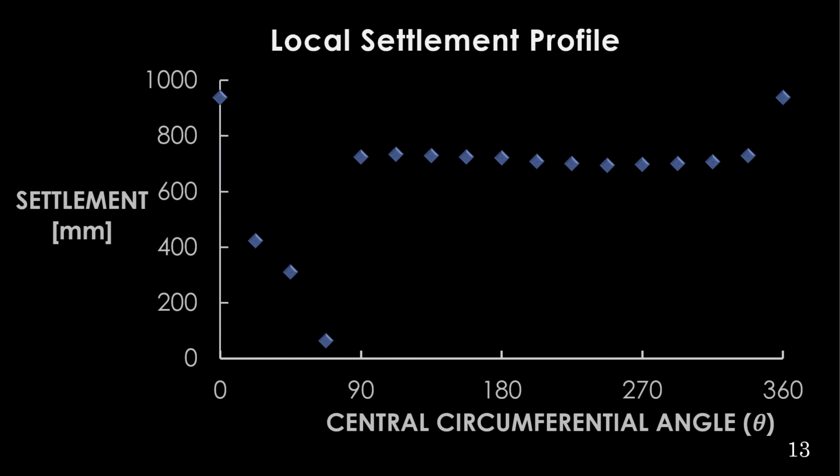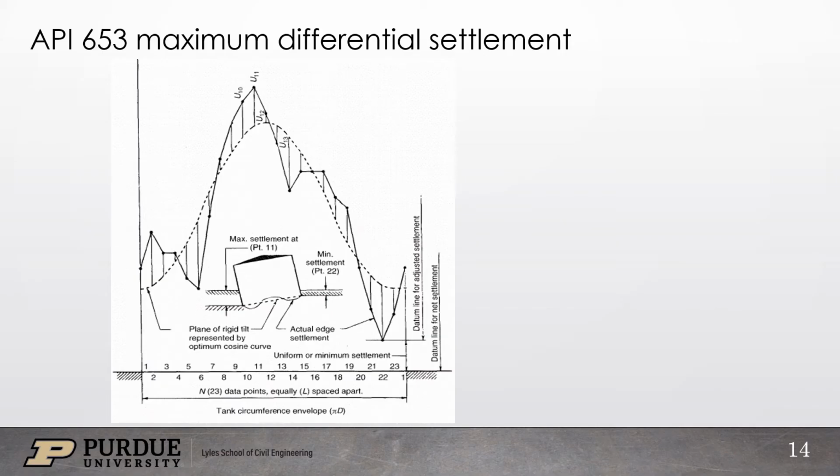Let's look into the existing method using API 653 to evaluate the differential settlement. You plot the settlement as shown before in an XY plot, then you fit a best cosine fit, and then you measure the difference between the cosine and the measured settlement values, which is called U i.